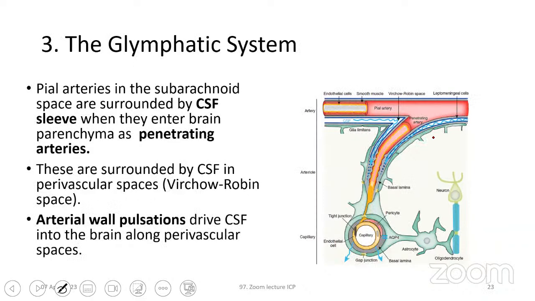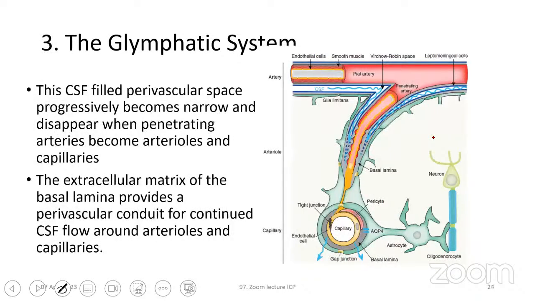The pial arteries in the subarachnoid space are surrounded by a CSF sleeve when they enter the brain parenchyma as penetrating arteries. These are surrounded by CSF in perivascular spaces, what we call Virchow-Robin spaces. The arterial pulsations drive CSF into the brain along the perivascular spaces. So the point to note is that the perivascular spaces contain CSF and the arterial wall pulsations drive the CSF into the brain parenchyma. This CSF-filled perivascular space progressively becomes narrow and disappears when penetrating arteries become arterioles and capillaries.